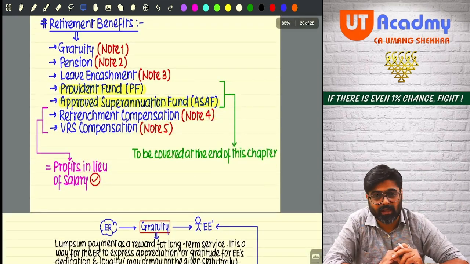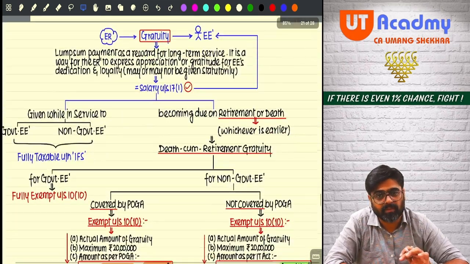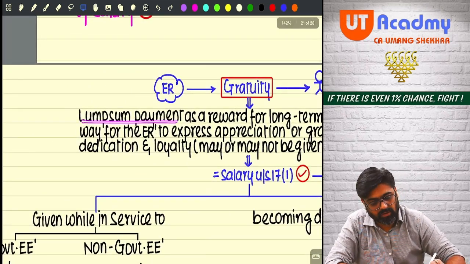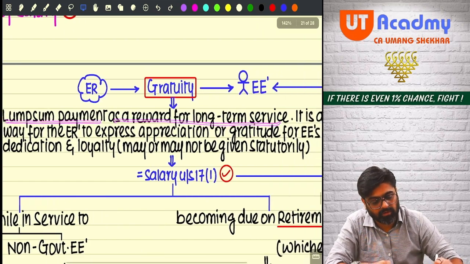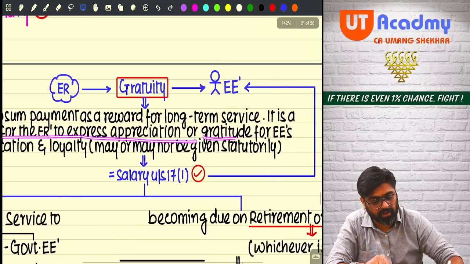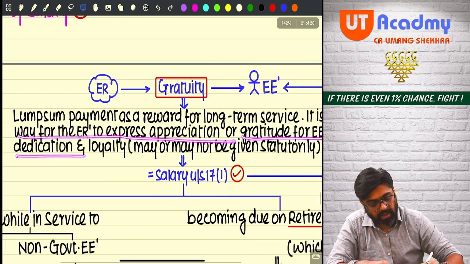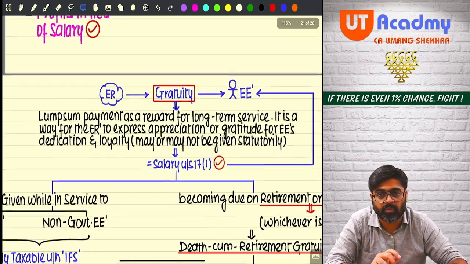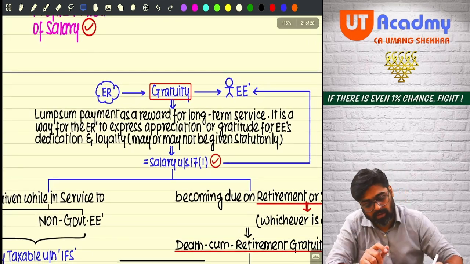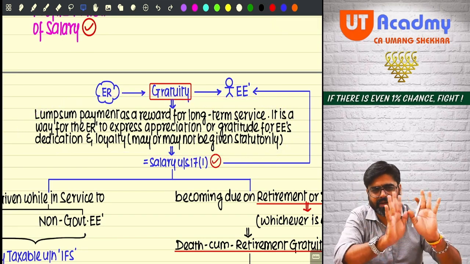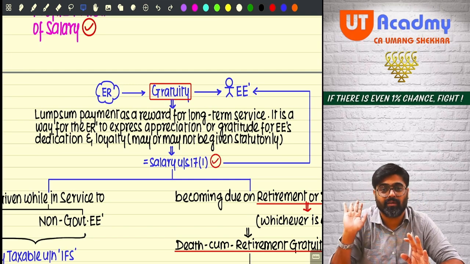Now, coming to the retirement benefits part, which is the first retirement benefit you can see? Gratuity. What is gratuity? Gratuity is a lump sum payment as a reward for long-term service. It is a way for the employer to express appreciation or gratitude for employees' dedication and loyalty, and may or may not be given statutorily. Read it once more. Read it and understand. This will not be asked in the exam. Don't worry. But you have to understand. Understand, forget. Remember the tax treatments only.